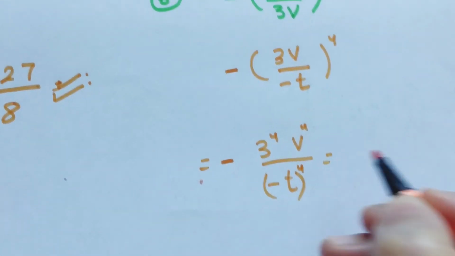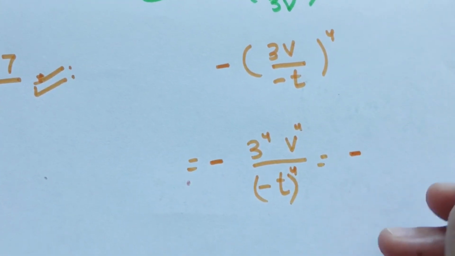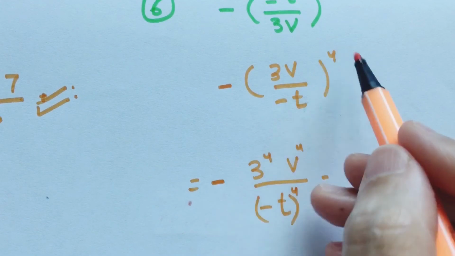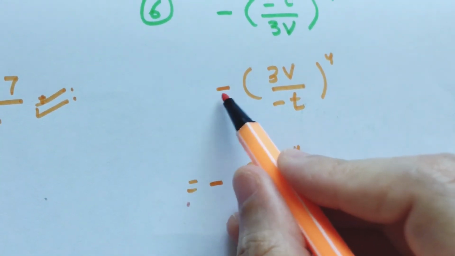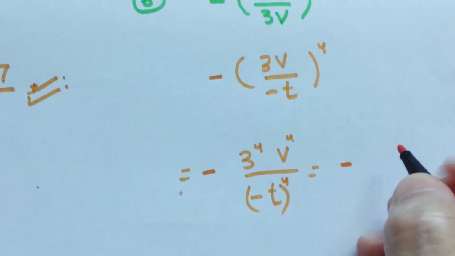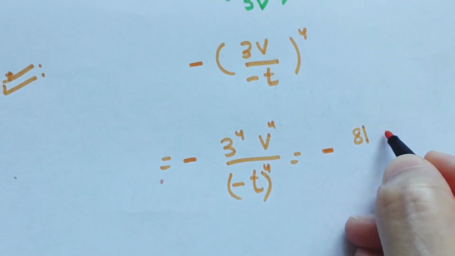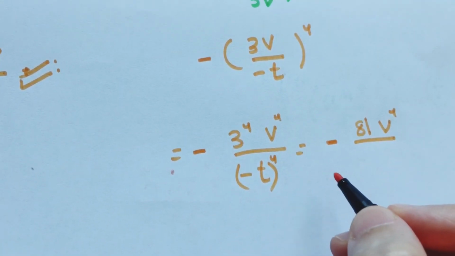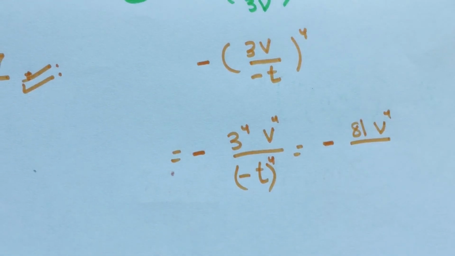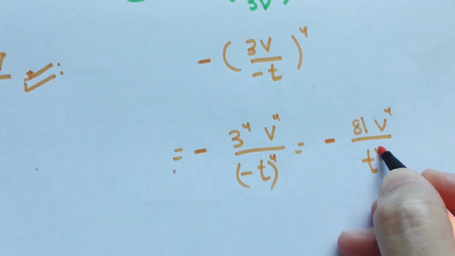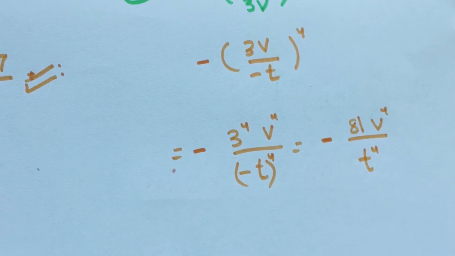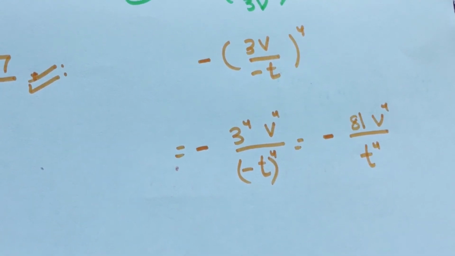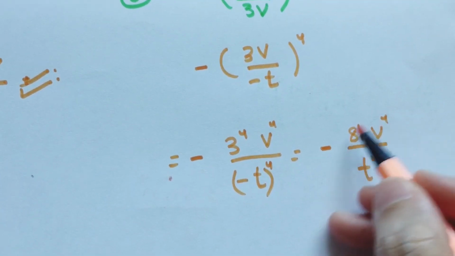Okay, so what will happen? The negative will be outside. This negative is not included inside. I will not give the negative to the 4, no, because the negative is outside. So 3 to the power of 4 is 81, b to the power of 4, over negative t to the power of 4, which means negative t times negative t times negative t times negative t. It will be positive t to the power of 4 because the negatives will cancel each other. Because we have 4 negatives, each 2 negatives will cancel each other, so the result will be positive. So that's it.